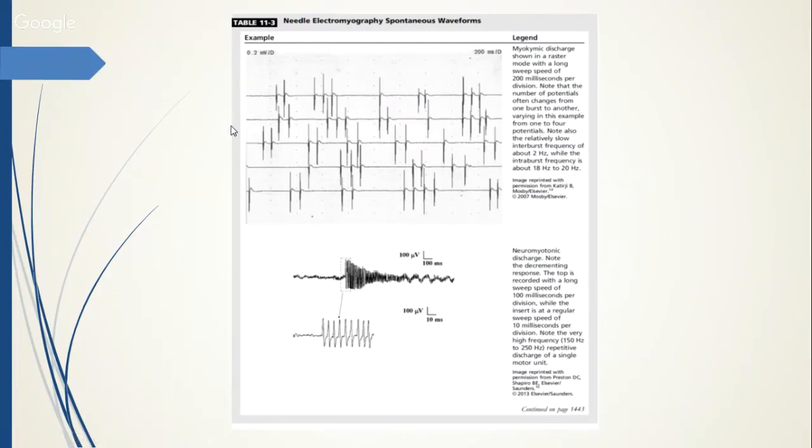So over here, this is myokymic discharges. And this is a raster form, which is just a dot matrix. That's what they call a raster mode. And over here, this is the neuromyotonic, which is just a burst, and it goes away. But over here, it's just infrequent, you see the lower frequency. But over here, a very high frequency.